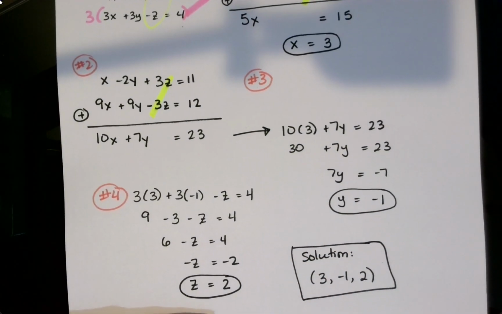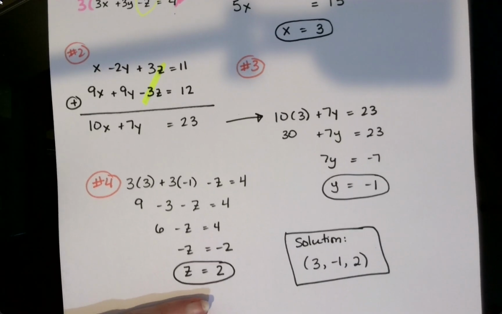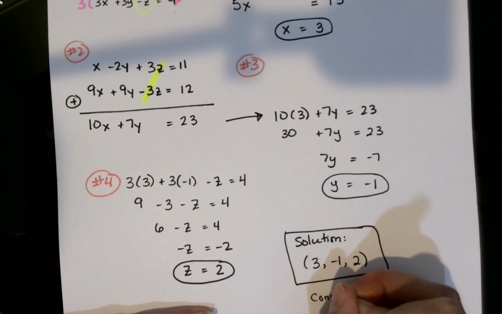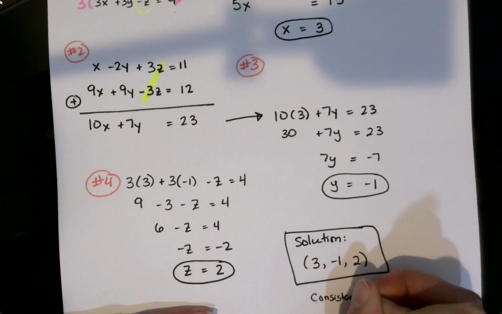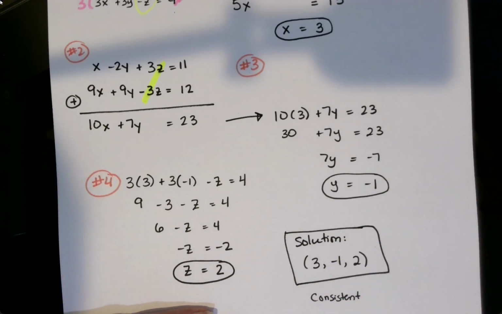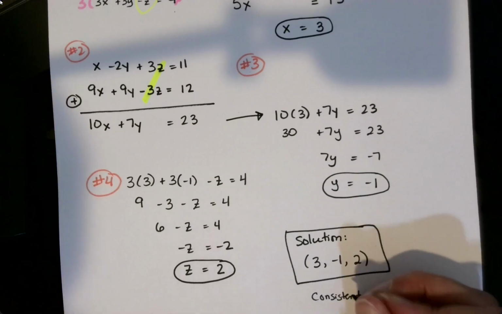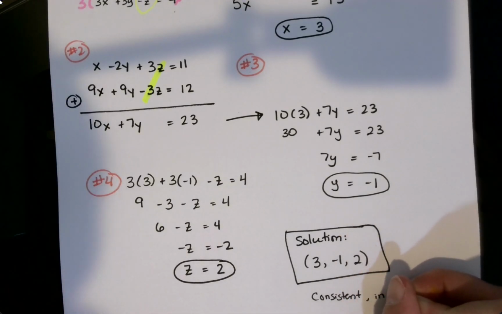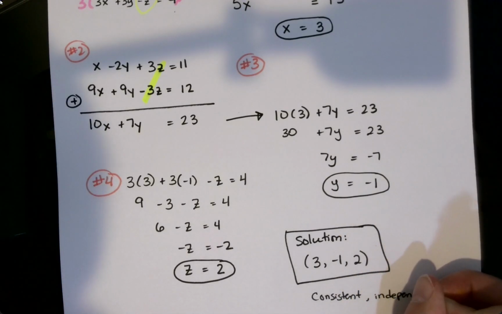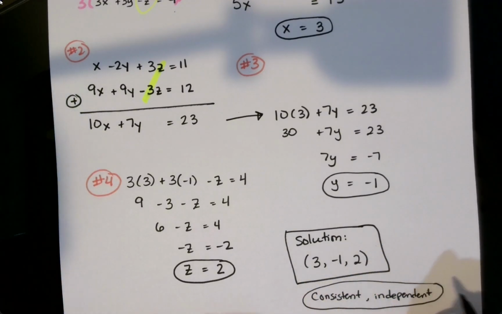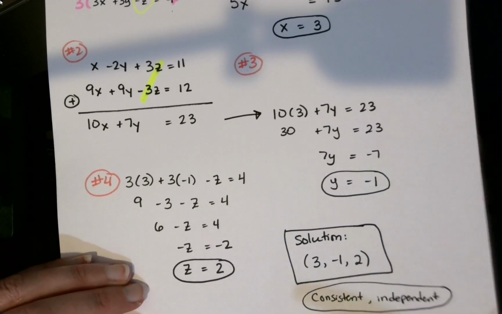Is this set consistent and is this set independent? I did get a solution, so we know this is consistent. And I did not get that the two lines or two planes were going to be identical, so I know that they are independent. When you get one and only one ordered pair solution, you are both consistent and independent.